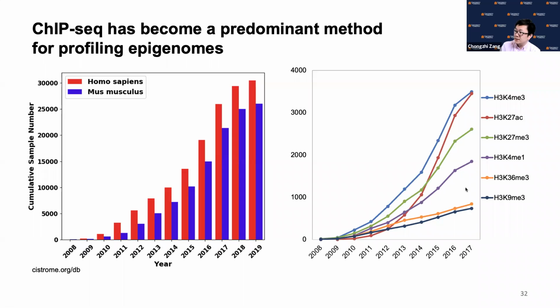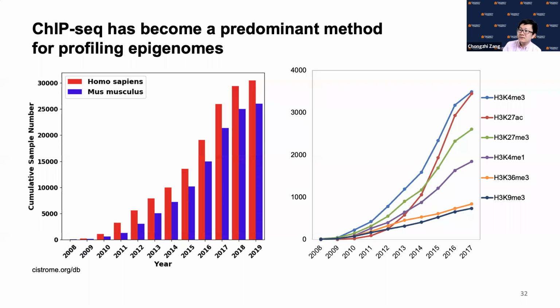for the six most commonly profiled histone modifications, and we can see an interesting pattern: although the data for all of these marks are increasing, H3K27 acetylation is one mark that is increasing very rapidly. If you still remember, H3K27 acetylation is the mark for active enhancers, and that may reflect the interest of the community in mammalian enhancers in the genome.